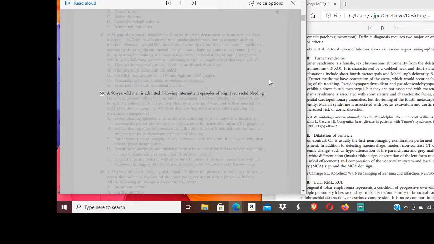68. A 90-year-old man is admitted following intermittent episodes of bright red rectal bleeding. He is hemodynamically stable on initial assessment. OGD and flexible colonoscopy are normal. He subsequently has another bleed on the surgical ward and is then referred for a CT mesenteric angiogram. Which of the following statements is false regarding CT mesenteric angiography?